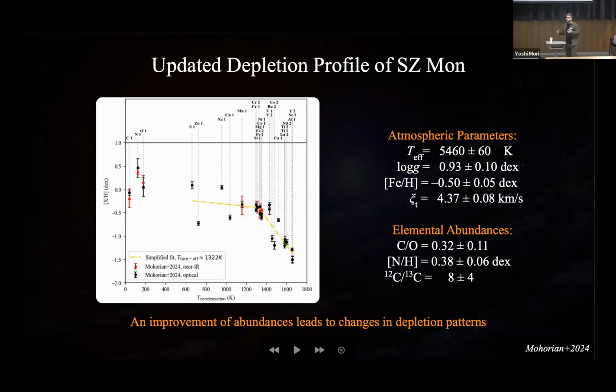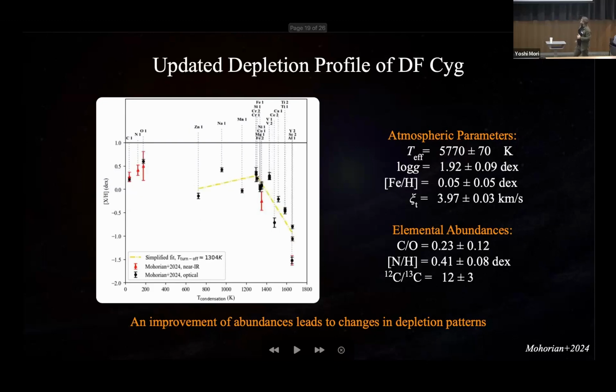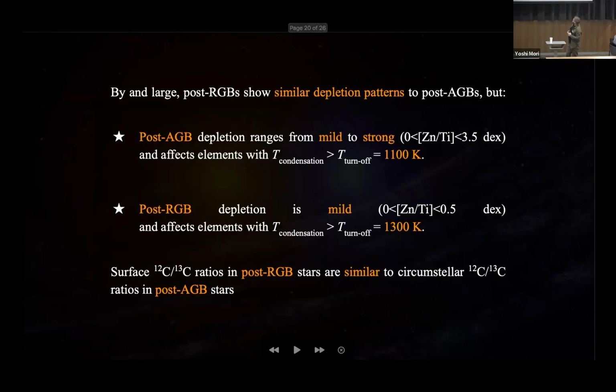To have some quantitative turn-off temperature, I have fitted all abundances except CNO with a two-piece linear fit. And you can see the rough numbers for these turn-off temperatures in the legend. Now, overall, we have found that the depletion is milder for post-RGB stars than the average depletion in the post-AGB sample. And the turn-off temperature, which is, again, around 1300 kelvins, is way higher than the average turn-off temperature within the post-AGB sample, which is around 1100 kelvins.